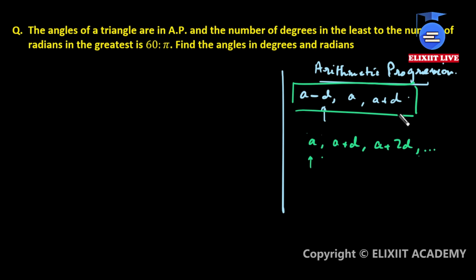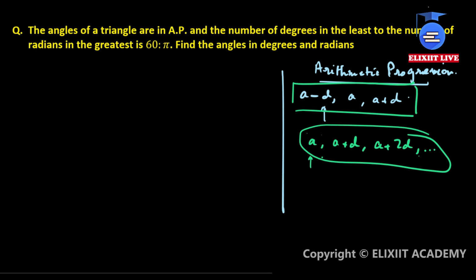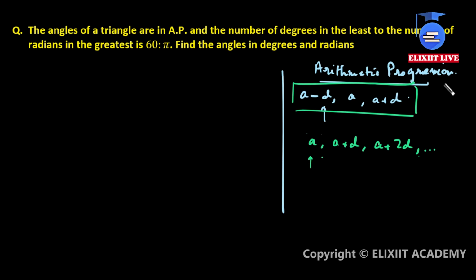So that is why in general we consider it in this manner: A minus D, A and A plus D. We don't consider it the other way. You may consider it in that manner also, but the calculation will be lengthy. Okay. So that is why we consider A minus D, A, A plus D. This is what is known as AP, where there is a common difference between the numbers.